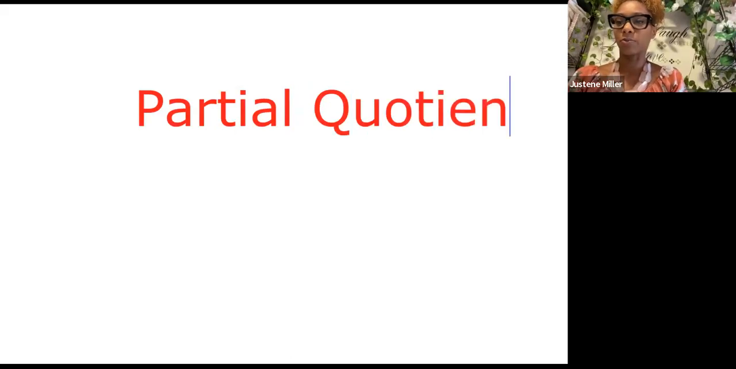All right. So, like I said, our topic for today is going to be partial quotients. You might want to put that at the top of your paper so that you already know what we're doing. Now, partial quotients is almost like partial products where we're using the values, but with partial quotients, you're repeatedly subtracting groups of the divisor. So let's go over what that looks like.